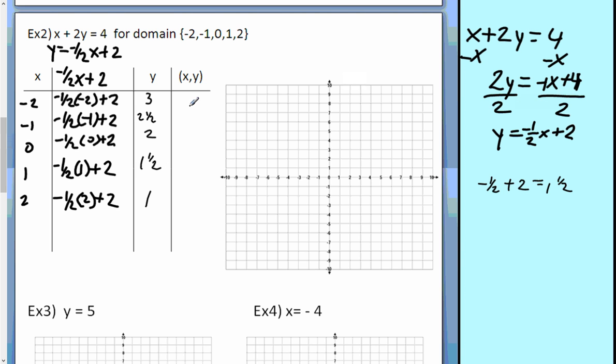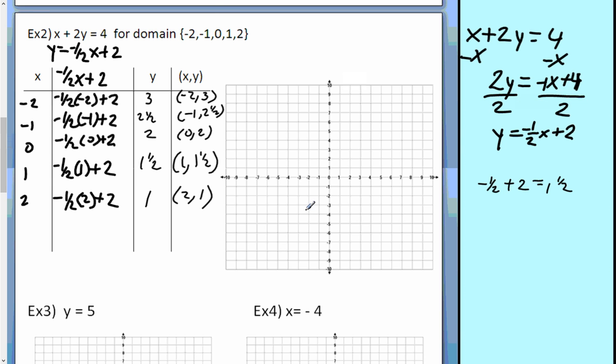Okay? Now we go ahead and make the xy coordinates. So our first point is negative 2, 3. Our second point is negative 1, 2 and a half. Our third point is 0, 2. And that's called the y-intercept again. Our next point is 1, 1 and a half. And our final point is 2, comma 1. Okay, now what do I do with those?